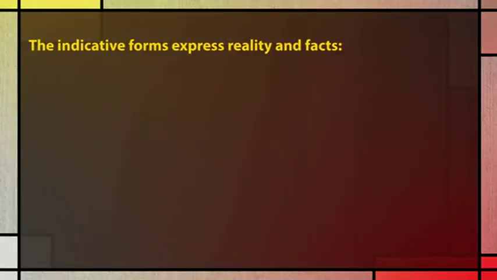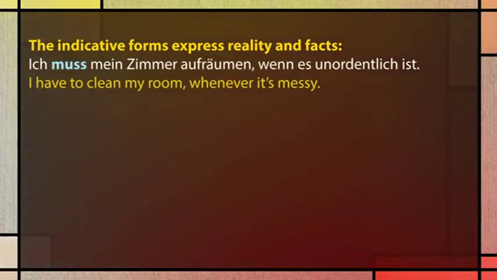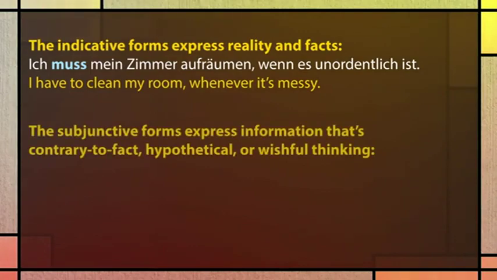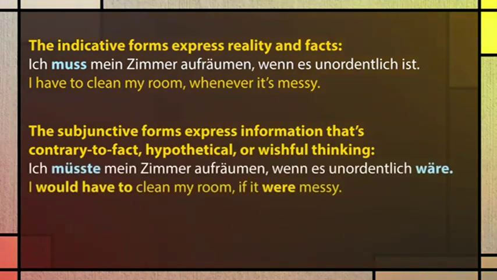Just remember the following main point. The indicative forms express reality and facts. Ich muss mein Zimmer aufräumen, wenn es unordentlich ist. Whereas the subjunctive forms express information that's contrary to fact, hypothetical, or wishful thinking. Ich müsste mein Zimmer aufräumen, wenn es unordentlich wäre.